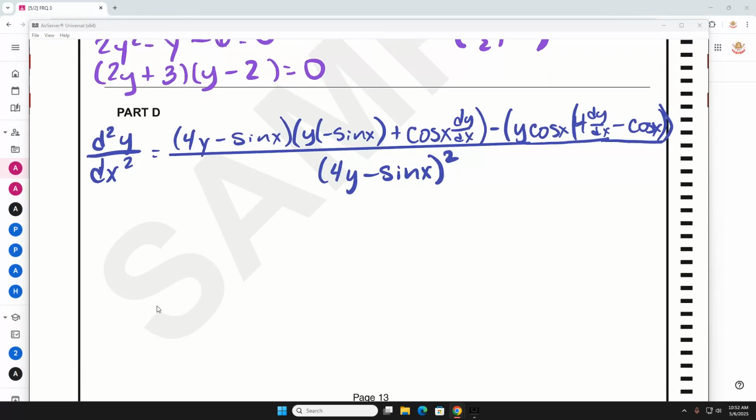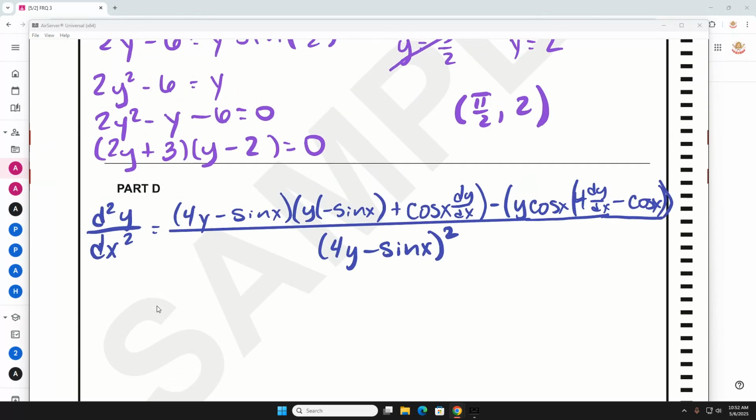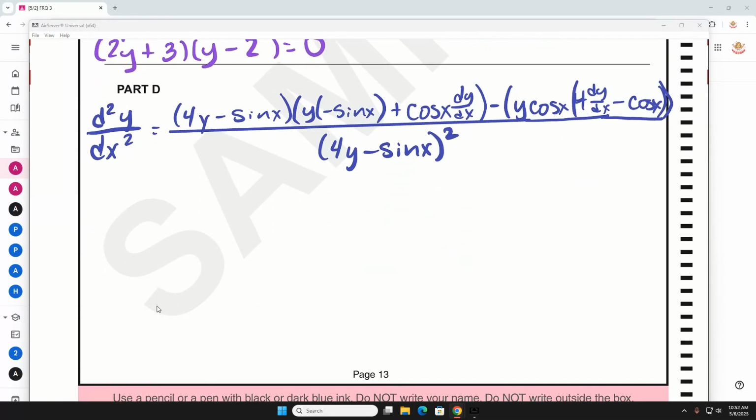Double checking my parentheses. Now what we want to know is if at that point where I have this critical point where the derivative is 0, if I get a positive or a negative. So we're going to plug in that point.